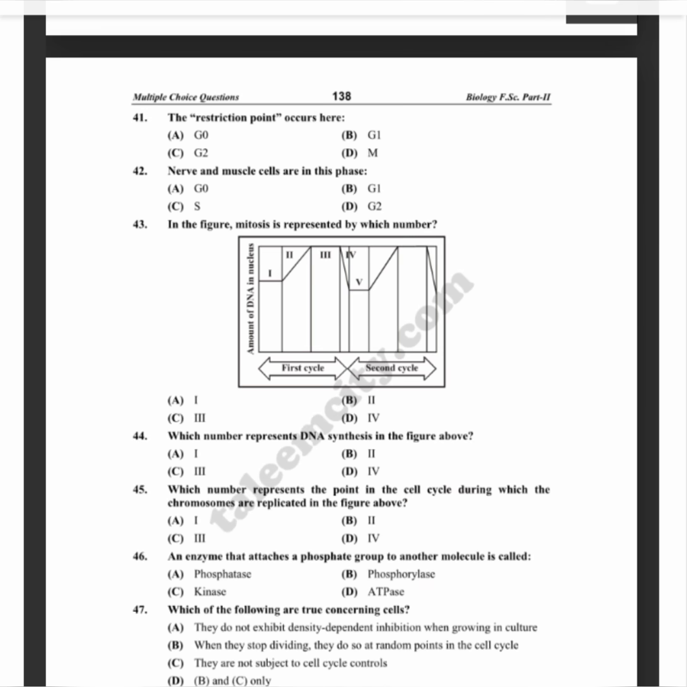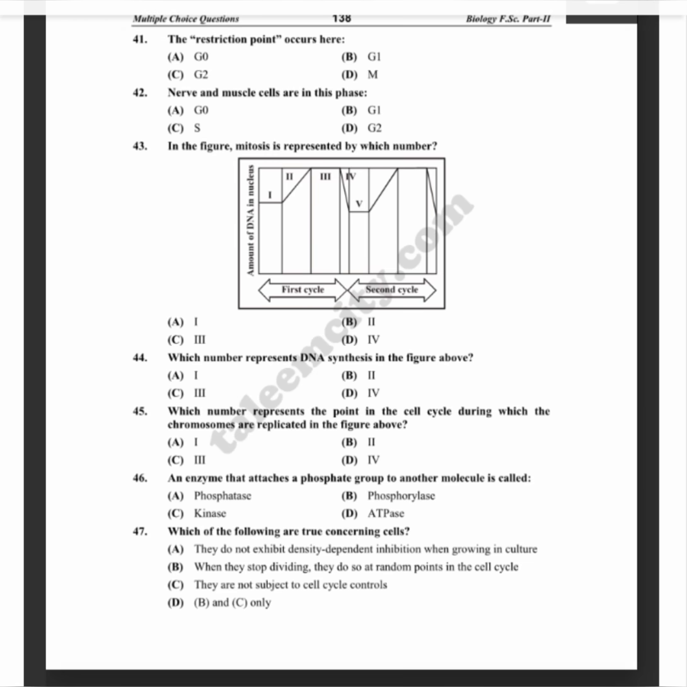MCQ number 43. In the figure, mitosis is represented by which number? 1, 2, 3, 4. MCQ number 44. Which number represents DNA synthesis in the figure above? 1, 2, 3, 4. MCQ number 45. Which number represents the point in the cell cycle during which the chromosomes are replicated in the figure above? 1, 2, 3, 4.